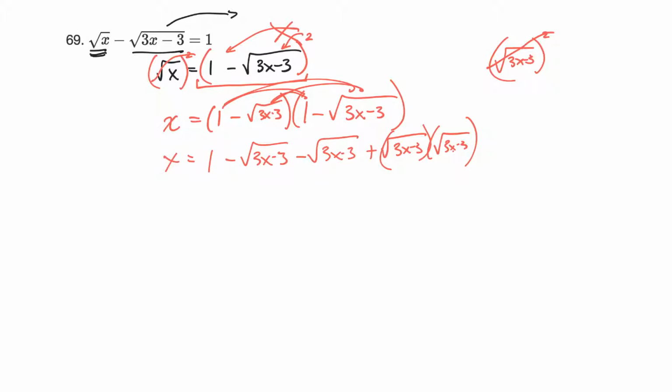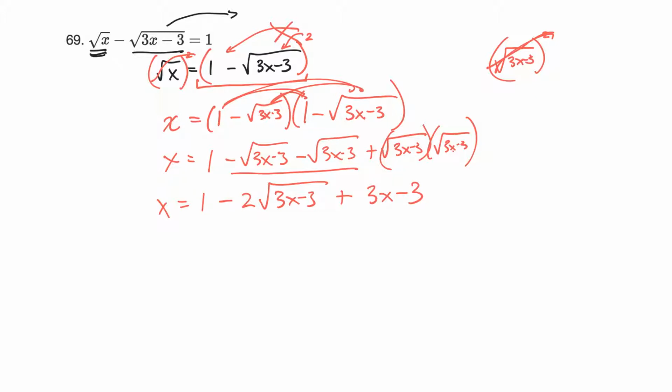So I have x is equal to 1. And now there's two of those, so I'm going to say 1 minus 2 root 3x minus 3. And then this will be just plus 3x minus 3. Okay, because those things squared. All right, so that was fun.